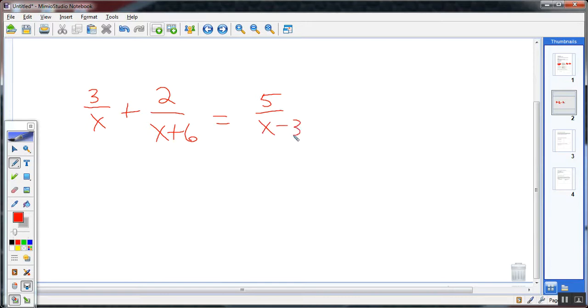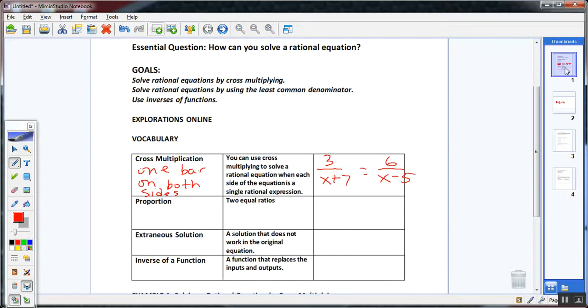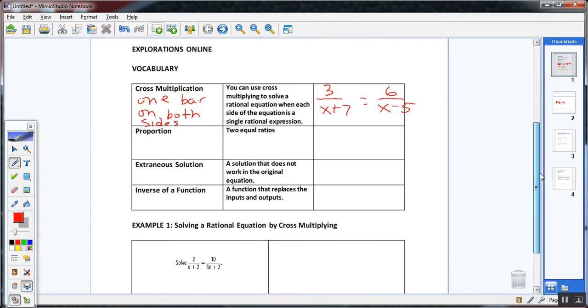Hey, quick question. Can I cross-multiply there? No, you can't. Why not? Two fraction bars. Two fraction bars on the left. We would have to work this out a little bit so that it was how many fraction bars first? Okay, and we're going to talk about how to do that, and it works out to be pretty slick. So understand cross-multiplying is only going to work when you have one fraction bar on both sides, okay?